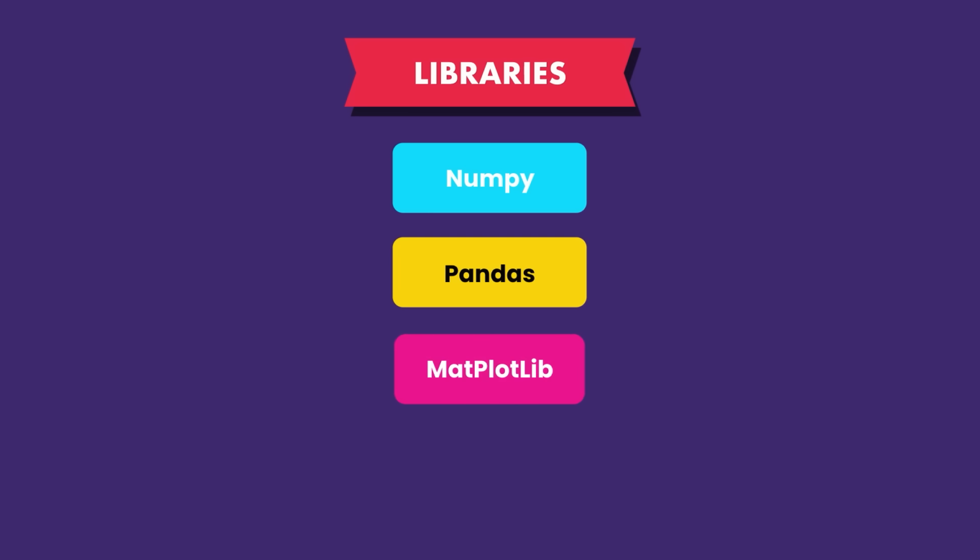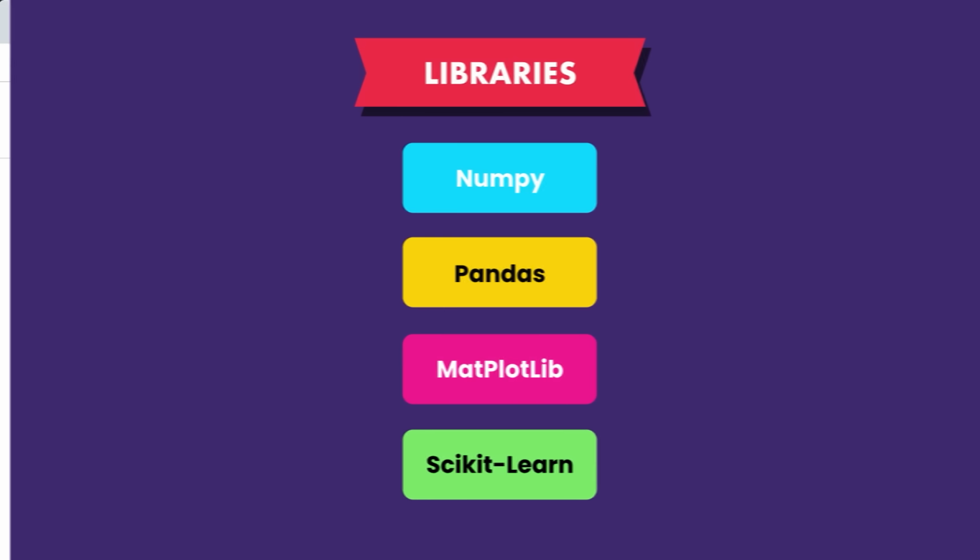The third library is Matplotlib, which is a two-dimensional plotting library for creating graphs and plots. The next library is scikit-learn, which is one of the most popular machine learning libraries that provides all these common algorithms like decision trees, neural networks, and so on.